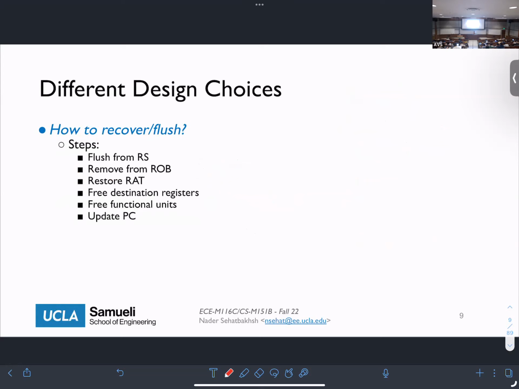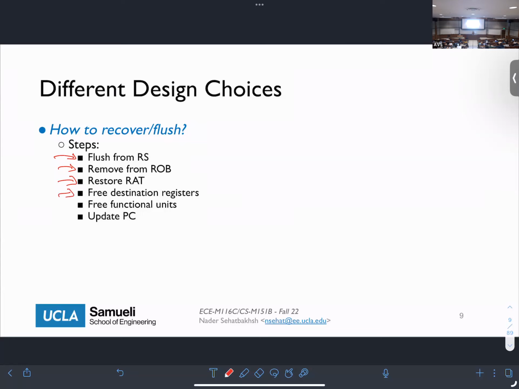Another thing to consider is what exactly is happening during the flush. There are lots of things that need to happen during the flush. We talked about a bunch of it, but let's go through the actual things that need to happen. So we need to flush things from our reservation station. We need to remove those instructions from the ROB. We need to restore our register alias table because there was some renaming for new instructions, and all of those are invalid renaming. So we need to revert them back to what they were before the renaming.